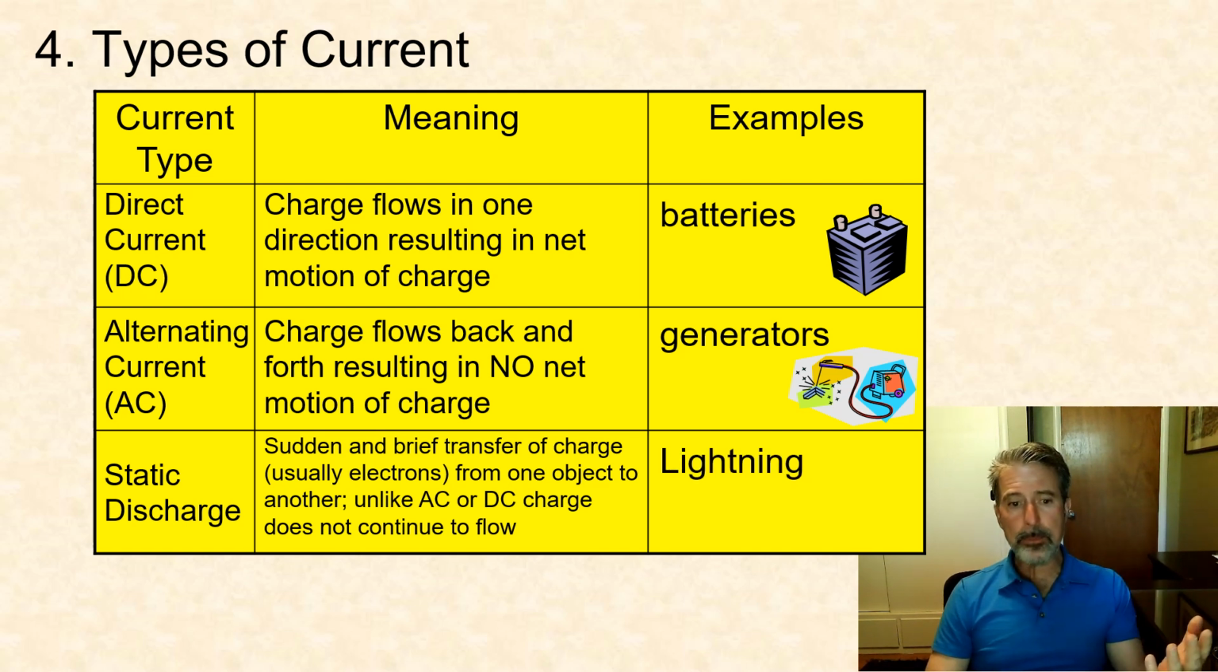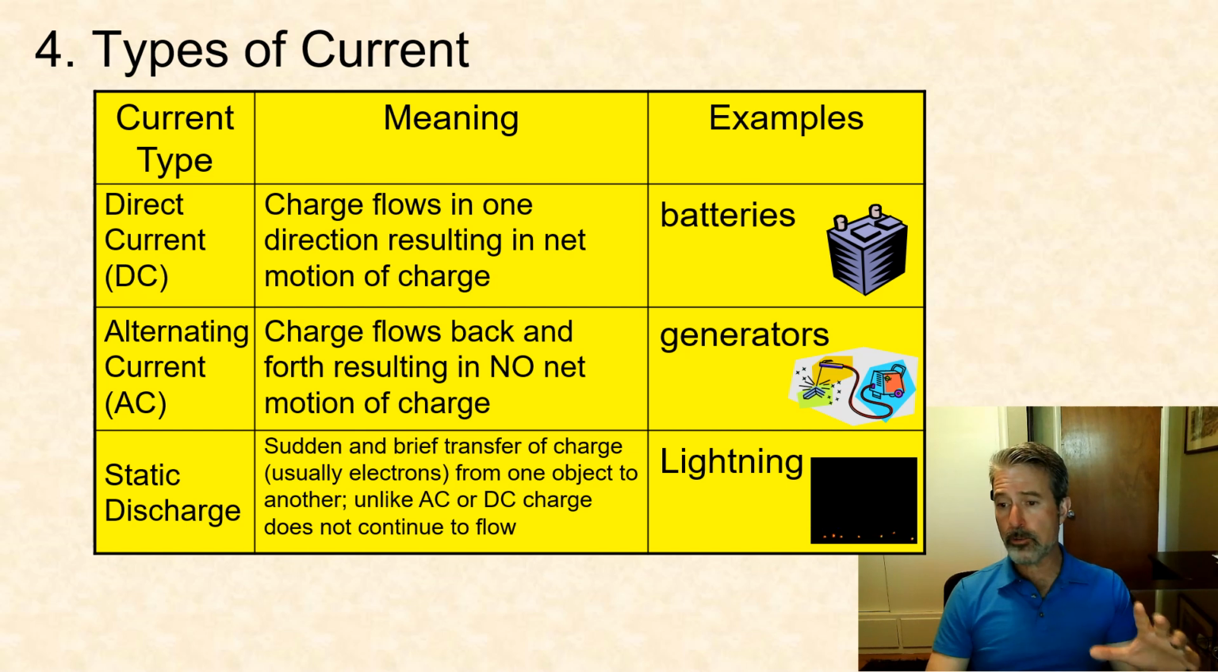Examples of static discharge that we're very familiar with: lightning is a great example. Rubbing your shoes on a carpet and getting a shock. There is a sudden brief motion of that charge, but it is not continuous, as is the case with direct current or alternating current.